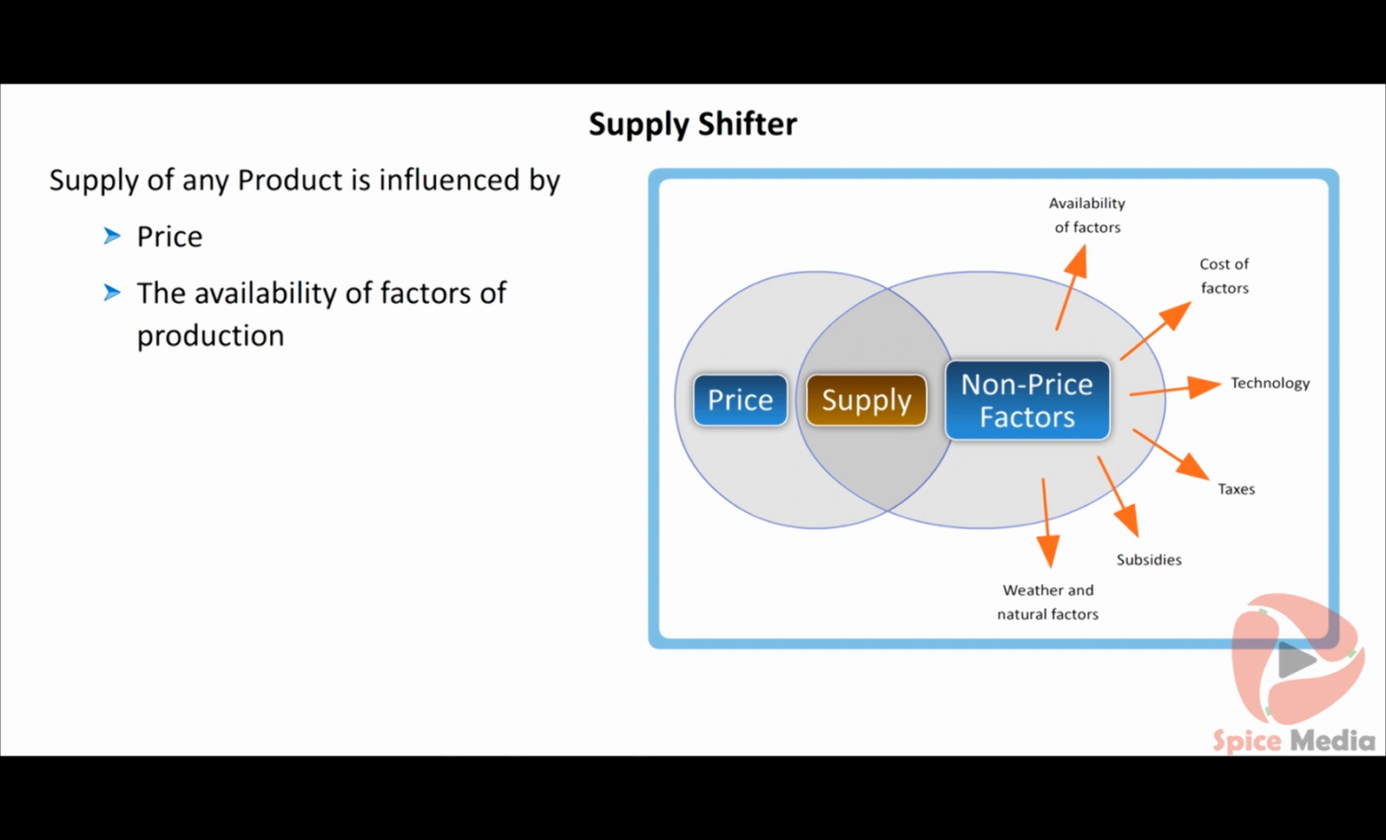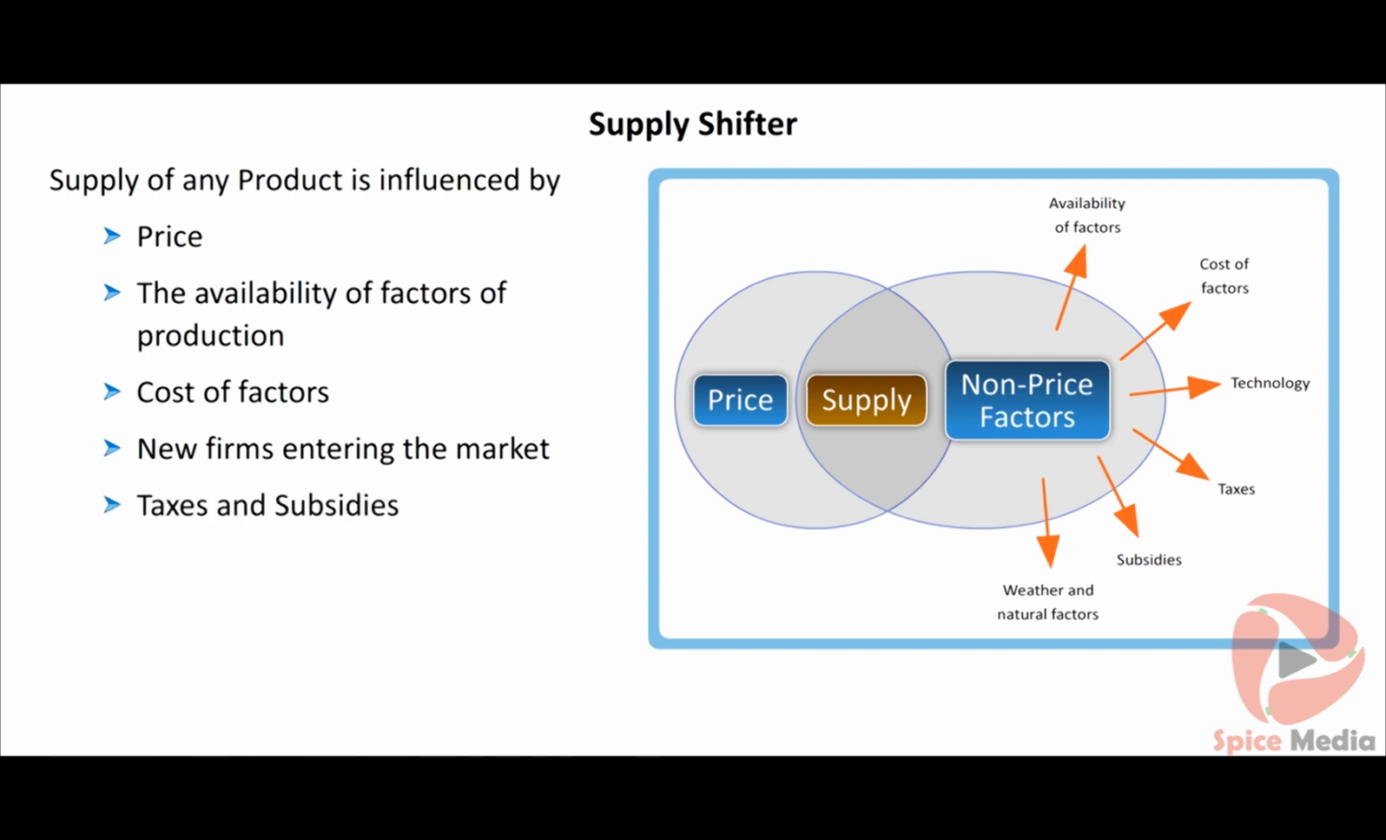Cost of factors. Changes in costs in production will alter a firm's calculation of how much to supply at a given price. New firms entering the market. In terms of total supply to a market, the number of firms in the market will affect the total supply.